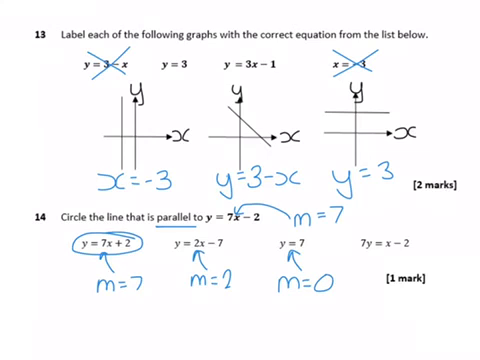And in the final equation, we know that it has to be of the form y equals mx plus c. So in this case, it's 7y. So the first thing we'd have to do is divide everything by 7. So we get y equals 1 over 7x minus 2 over 7. So here I can see that my gradient is 1 over 7 and not 7 itself.